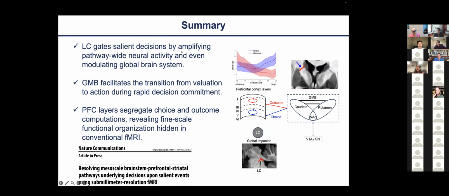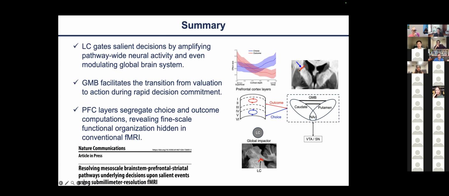So that's the whole talk I want to share. To summarize, we propose this pathway. First, the LC acts as a silence gating hub. It could amplify pathway-wide neural activity, modulating extensively across the decision-making pathway. It could also modulate the global brain system to help redistribute brain computation results toward a better decision-making behavior.